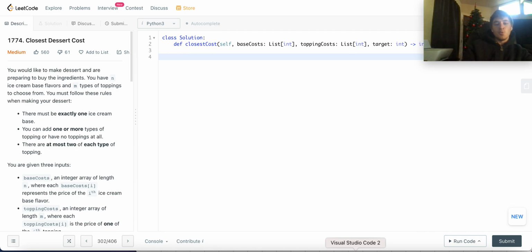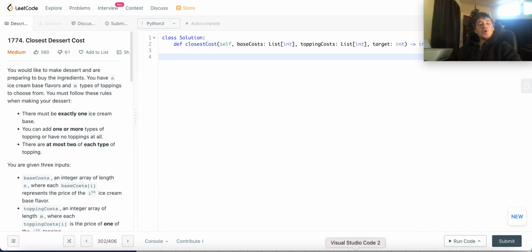There must be exactly one ice cream base. So you can't mix ice creams together, right? You choose a base. You either buy mint chocolate chip or you buy vanilla or you buy chocolate. You can't combine them. You can add one or more types of toppings or have no toppings at all. So I can add sprinkles or I can't add sprinkles. I can look at each topping and decide if I want to add it or if I don't want to add it.